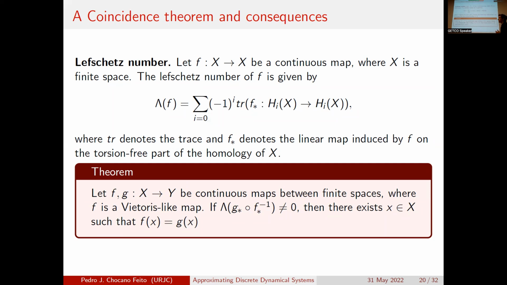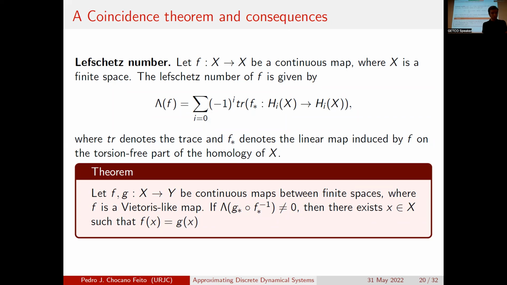We can define a Lefschetz number. A Lefschetz number is just this number, which is the alternate sum of the traces of the morphism induced in homology. And we have this theorem. This theorem can be seen as a sort of generalization of the Lefschetz fixed point theorem, but for single valued maps.